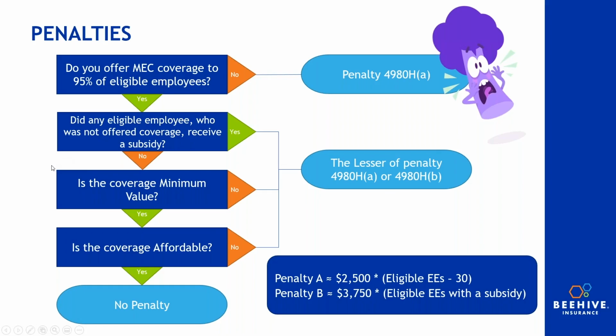So we can also ask, is the coverage minimum value, and is the coverage offered affordable? Were you able to use a safe harbor, or did the IRS find out that the coverage you offered actually wasn't affordable? So depending on your answer to the question, you'll be facing the lesser of penalty A or penalty B. So if you end up offering coverage, your penalty will always be less than somebody who didn't offer coverage.